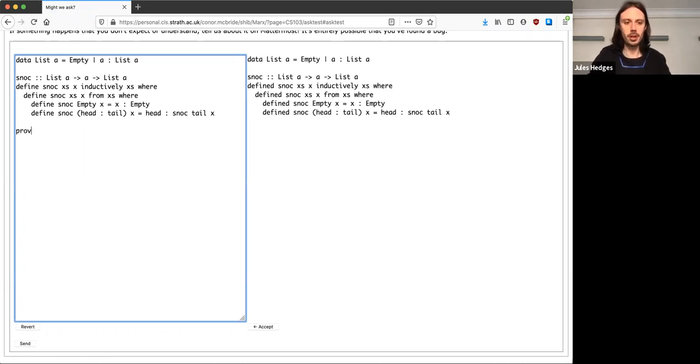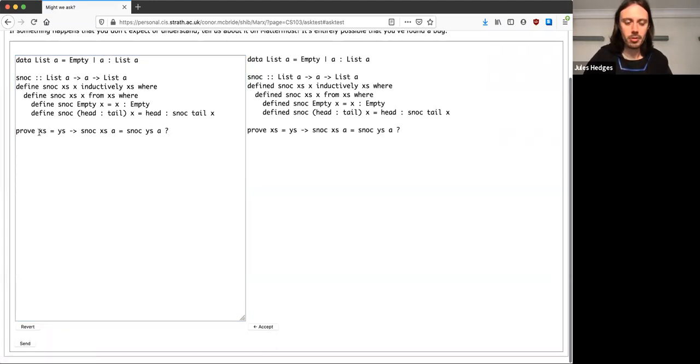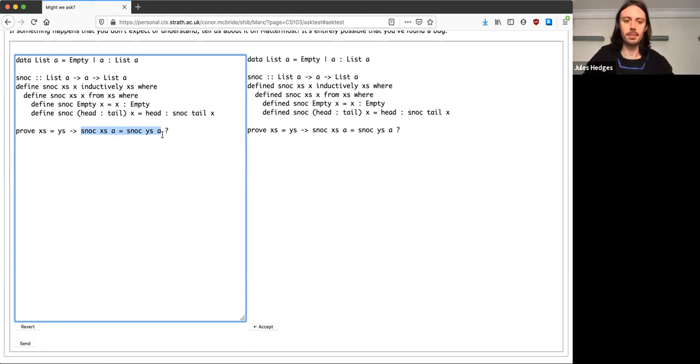So I can prove, for example, that if xs equals ys, then snuck xs a, say, equals snuck ys a. What this says is, if I have 2 lists which I already know are equal, and then I join a onto the end of each of them, then the result is still going to be the same. So here is an example where I'm also using implies like it's weeks 1 and 2. This is saying that if this equation is true, then this equation is true.